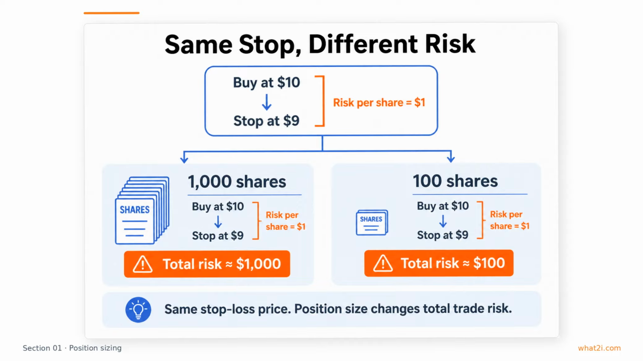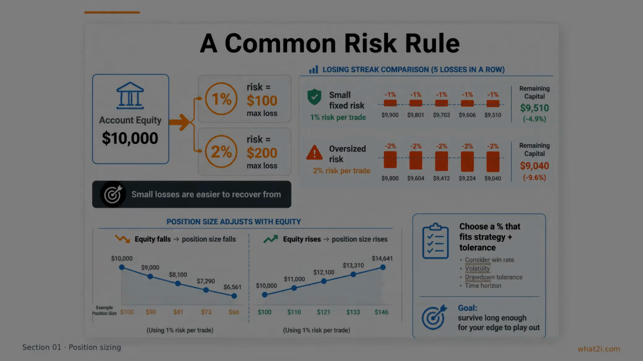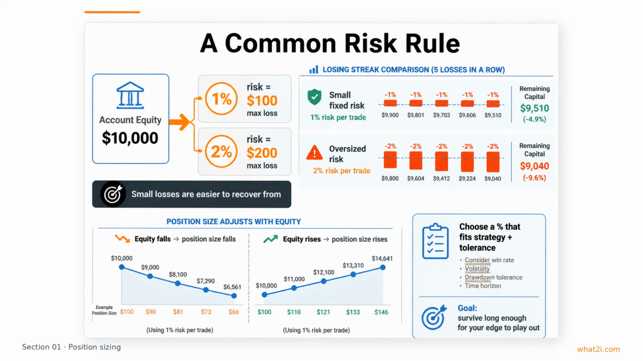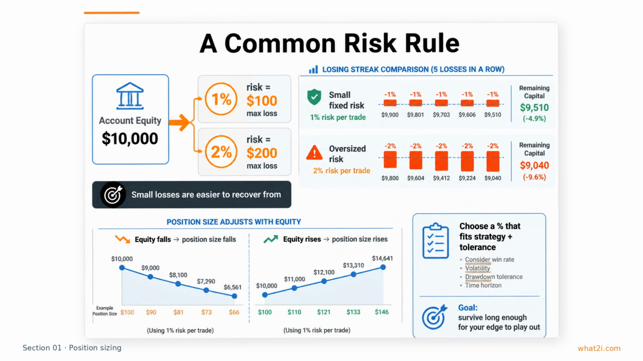This is why traders who focus only on entry and stop but ignore position size often take far more risk than they realize. Many investors use a simple rule: risk only a small percentage of account equity on any one trade. A common range is about 1 to 2%, though the right number depends on the strategy, the market, and your tolerance for losses. The purpose is not to avoid losing trades, because losses are unavoidable. The purpose is to make sure a losing streak does not knock you out of the game before your edge has time to work.